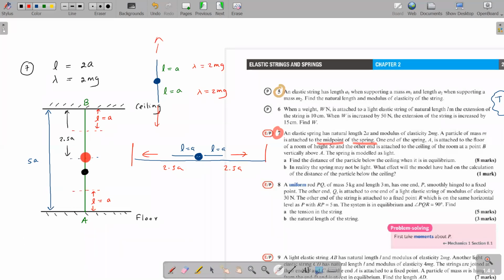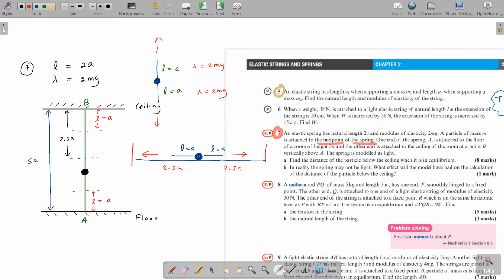The reason is that when you're taking it vertically, the weight also plays a part. Because of the weight, the particle will be slightly displaced from the center, so it will be slightly below the midpoint. It won't be exactly at the midpoint 2.5A, but a little bit below it. I hope this part is clear. This diagram needs to be clearly understood.